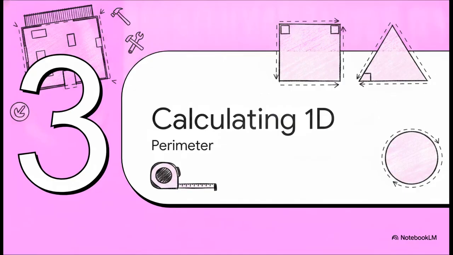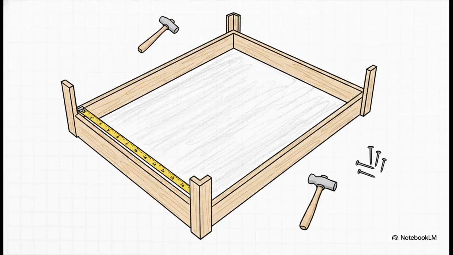Section 3. Calculating 1D, perimeter, the outside edge. Our very first dimension is the perimeter. This is simply the total linear distance running right around the outside edge of a shape. You're going to use this measurement all the time on site. A perfect example is calculating the amount of formwork required to hold a simple concrete path. You really need to know that exact straight-line distance around the space to order your timber correctly.